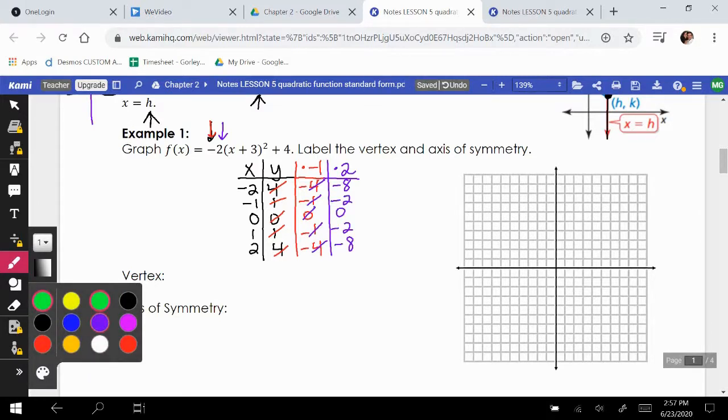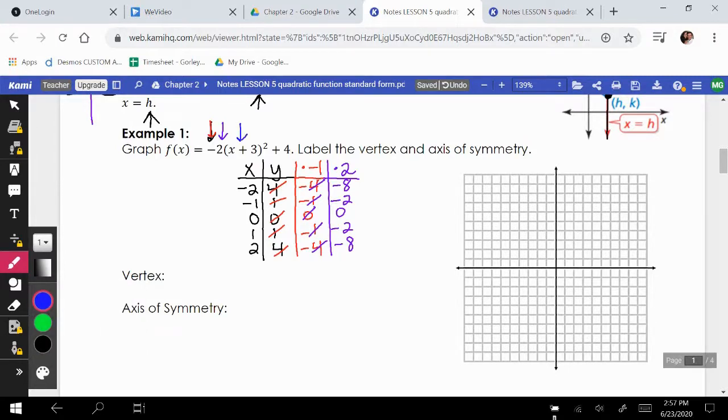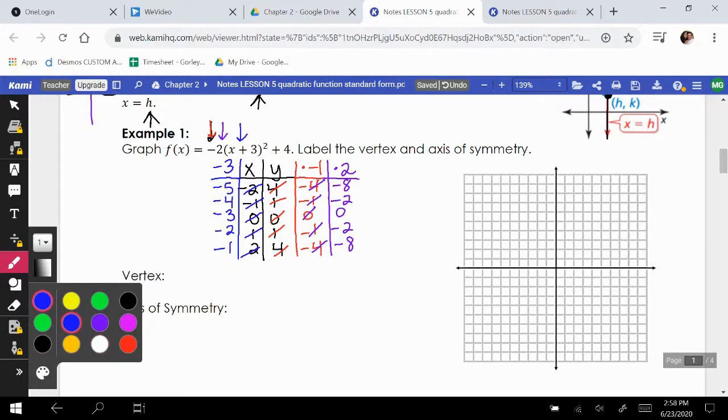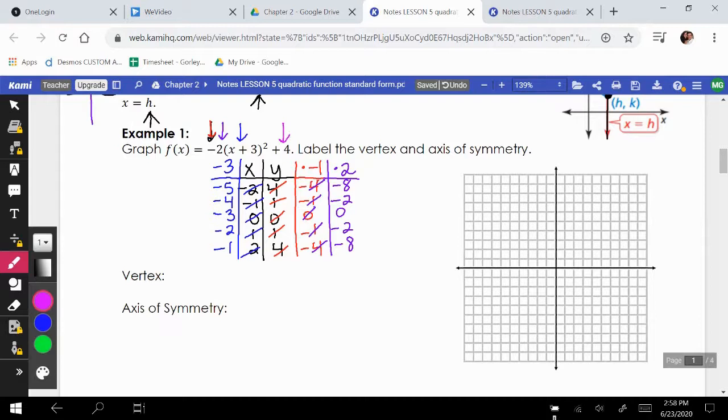Then I see a shift to the left 3. So left 3, that's horizontal. I'm going to subtract 3 from all my x values. -2 minus 3 is -5. -1 minus 3 is -4. 0 minus 3 is -3, etc. So I'd get -2 and -1. Okay, and last but not least, I see this plus 4. That's a vertical translation up, so I'm going to add 4 onto all of my y values. So -8 plus 4 is -4, -2 plus 4 is 2, etc. I'd get 4, 2, and -4.